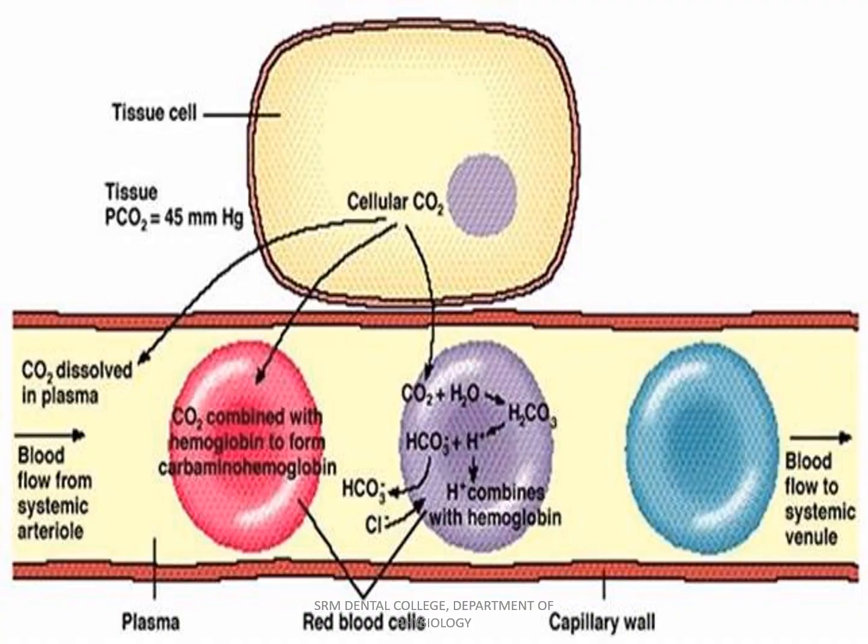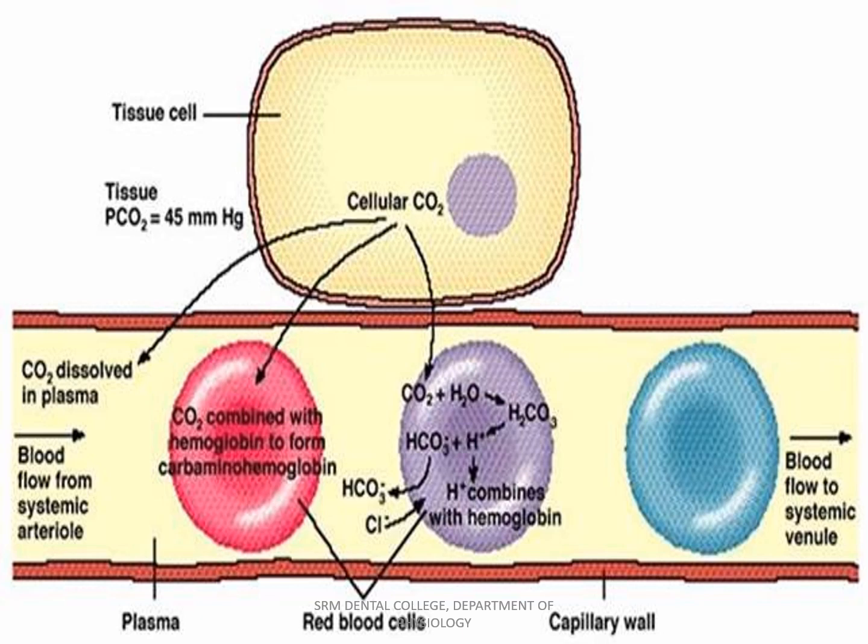So this is a diagrammatic representation which is showing how the carbon dioxide is being transported in the plasma and blood cells, that is inside the capillaries. The tissue cell has cellular carbon dioxide which moves into the blood, into the plasma of blood capillaries, where the carbon dioxide combines with the hemoglobin to form carbamino hemoglobin. The carbon dioxide also combines with water to form H2CO3.